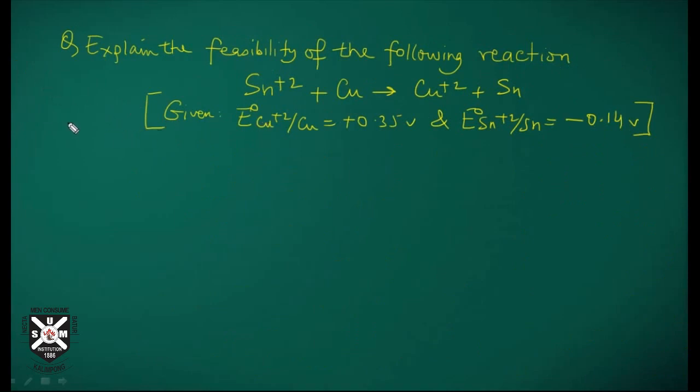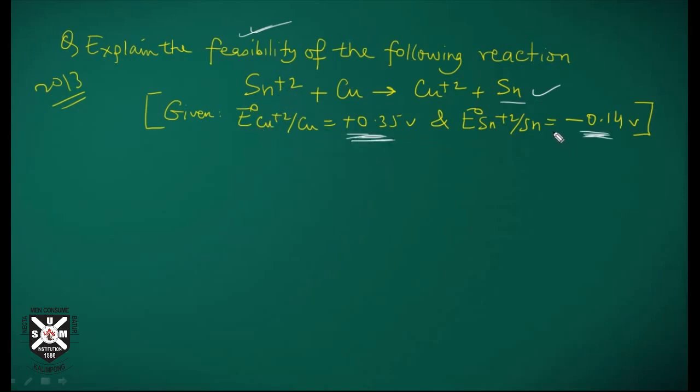Well, there is a simple question here, 2013 secondary examination. Explain the feasibility of the following reaction: Sn plus 2 reacting with Cu, giving Cu plus 2 and Sn. What does feasibility mean? Does this reaction actually occur? Can copper displace tin from its salt? Is it possible? The values are given here.